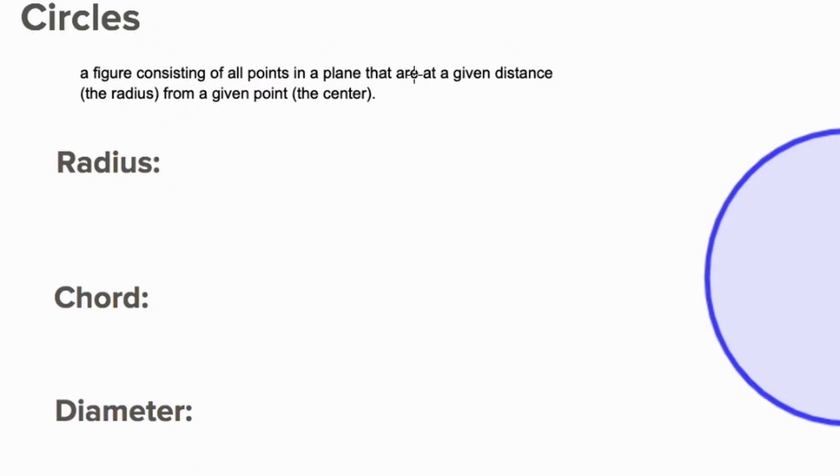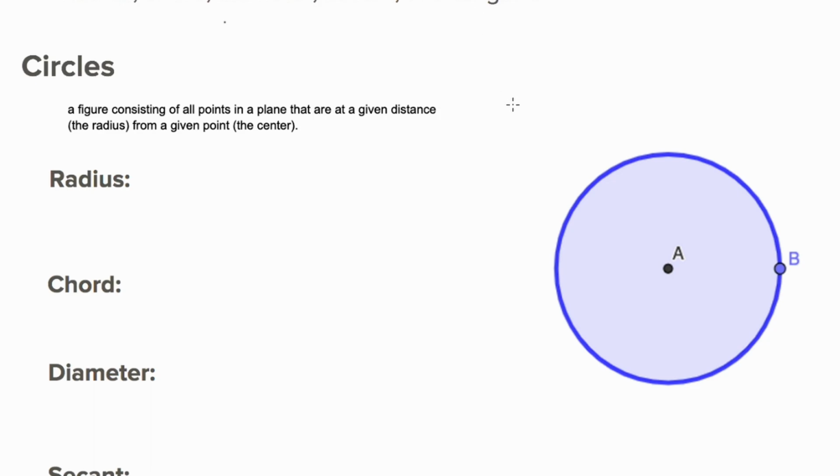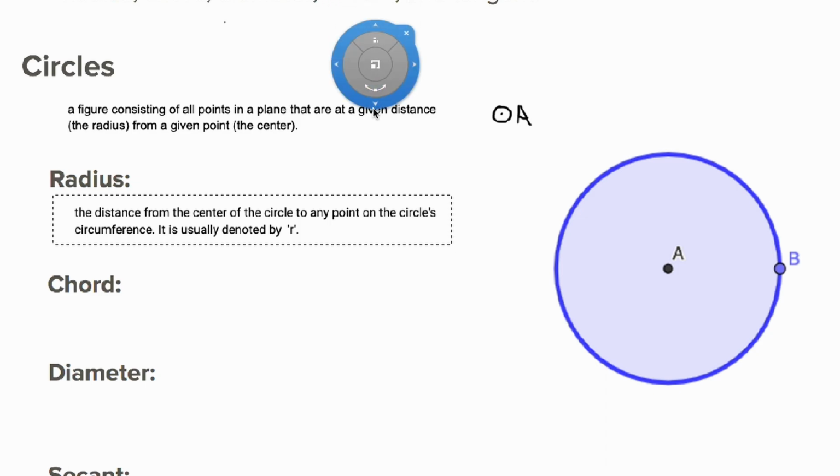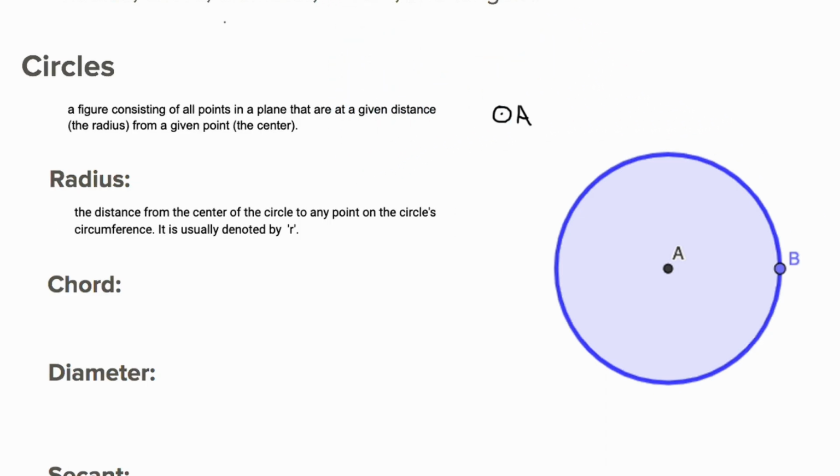So a circle is a figure consisting of all points in a plane that are a fixed distance, called the radius, from a given point called the center. Very often we describe the circle by saying circle A, using the circle symbol, which is a circle with a dot in the middle, circle A, and it has a radius of AB, or segment AB is the radius. So what is a radius? The distance from the center of the circle to any point on the circle's circumference. We usually use little r to denote the radius.